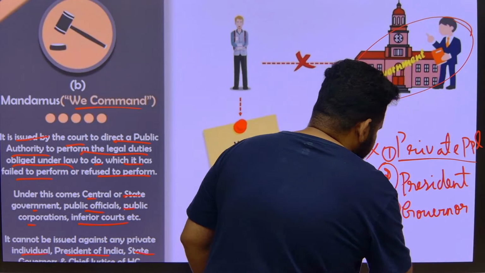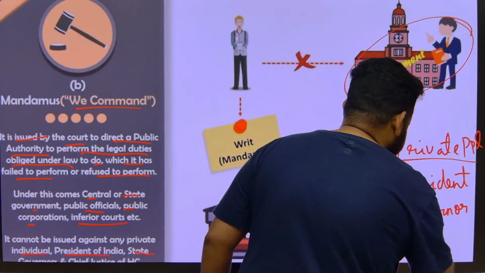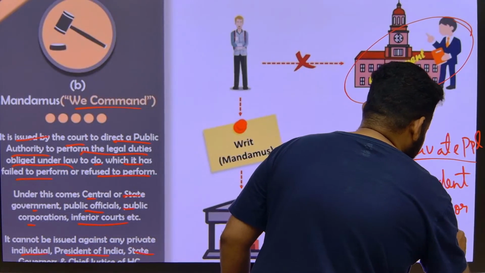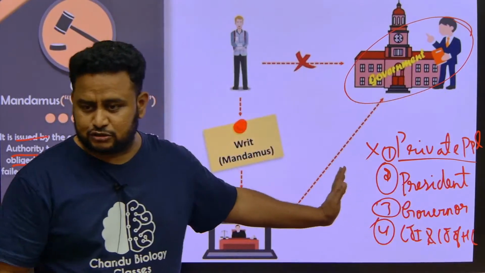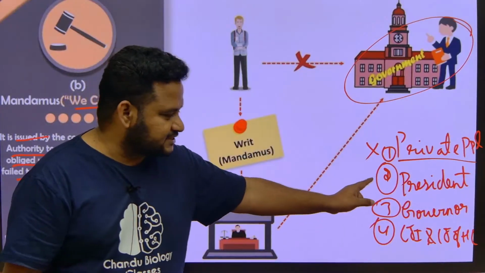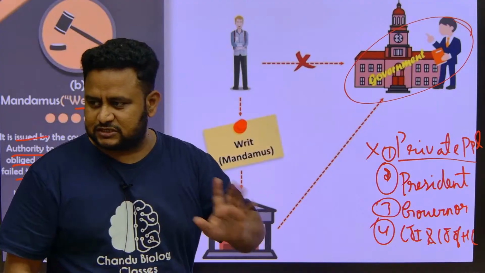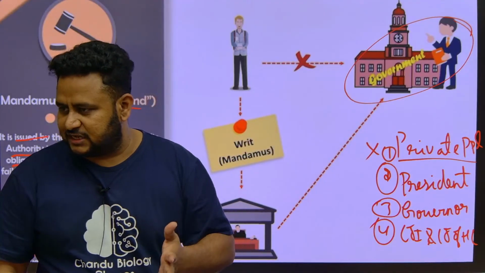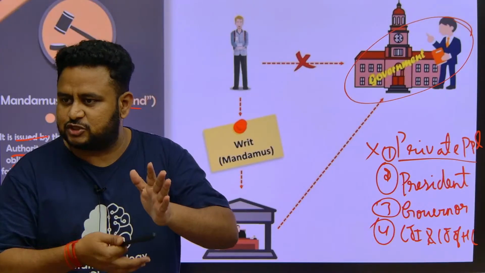Okay, it cannot be issued against whom? It cannot be issued against the Chief Justice of India and the Chief Justice of any High Court. See, they are very high constitutional posts. You cannot ask a President to do his duty correctly. You are electing a person who is qualified to do the duty in the office. I am not talking about educational qualifications.